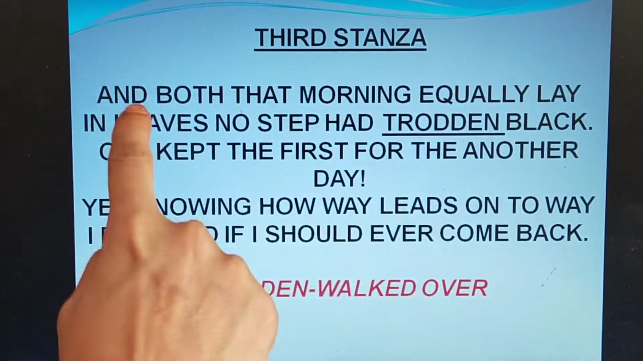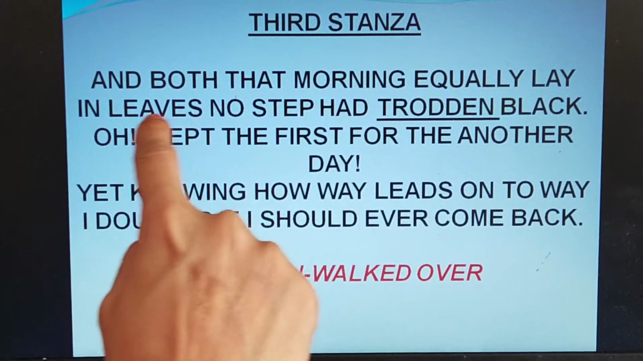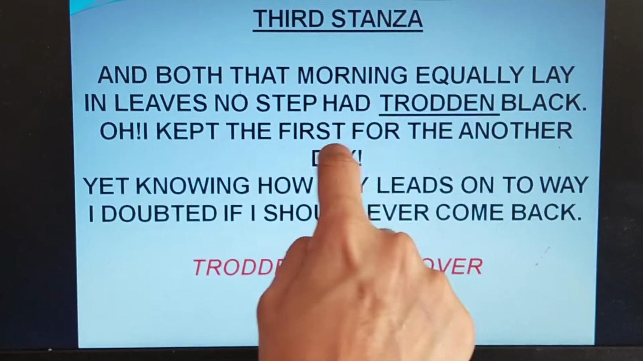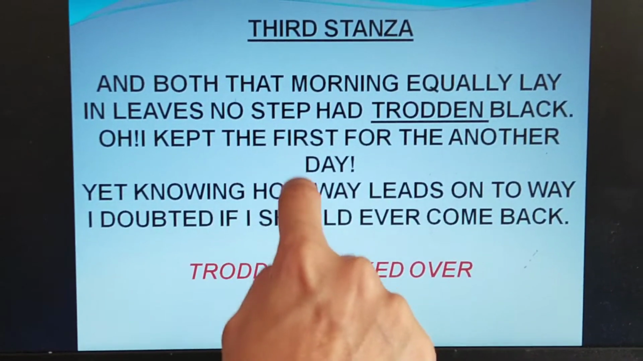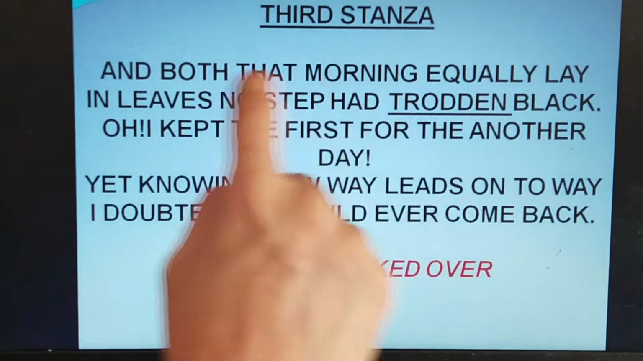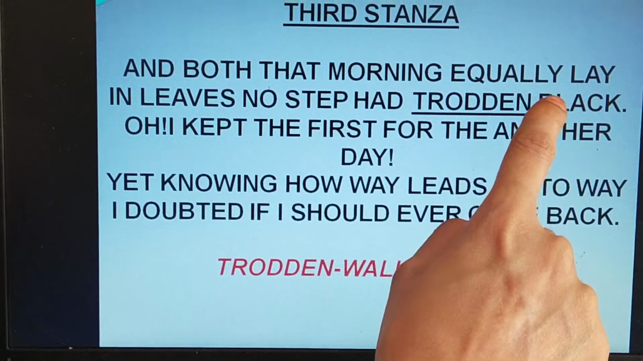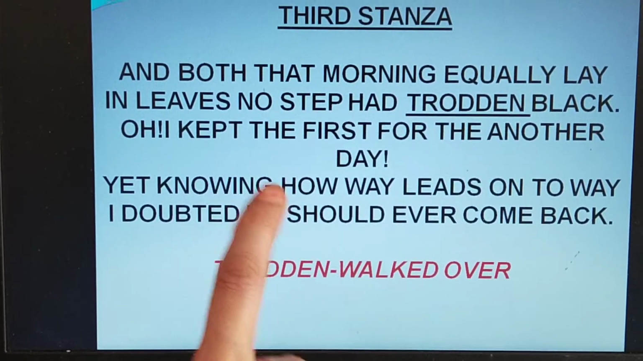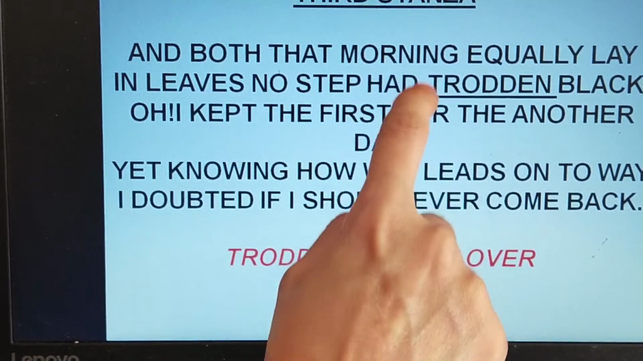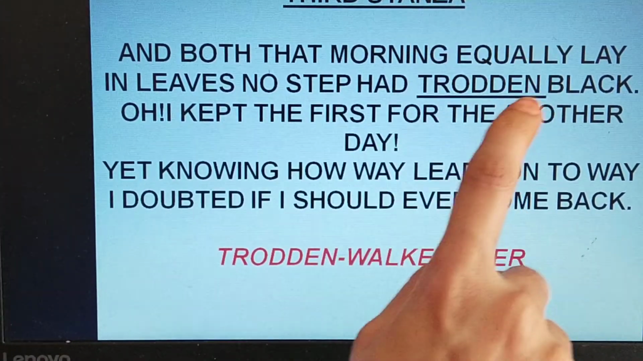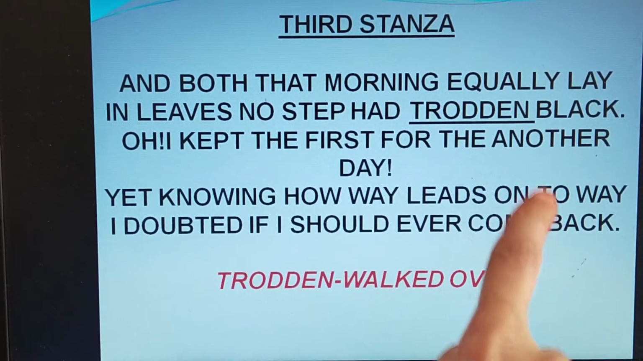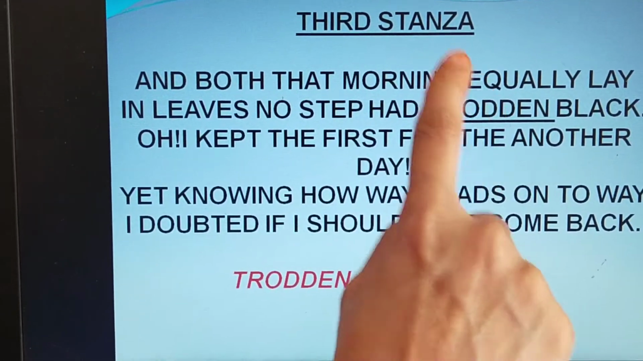Third stanza. And both that morning equally lay, in leaves no step had trodden black. Oh, I kept the first for another day, yet knowing how way leads on to way, I doubted if I should ever come back. And both that morning equally lay. That morning, when the poet was about to start his journey, both the roads were equally lying with the leaves where no traveller had trodden. That means he was the first one to travel. Trodden means, students, he walked over. That means that morning no other traveller had walked on any of the roads.